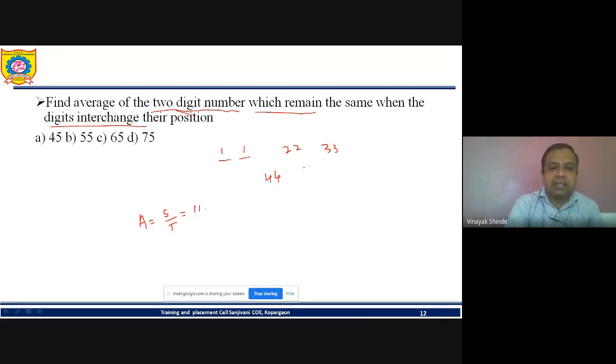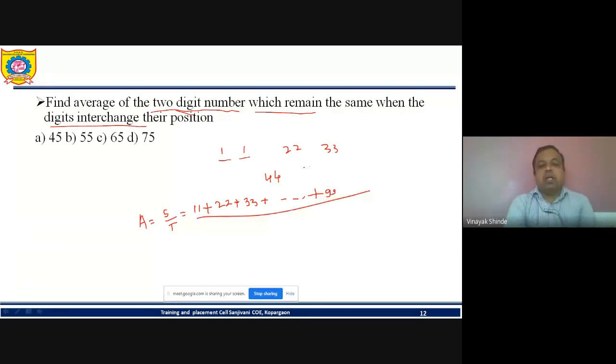So you need to add these numbers: 11 plus 22 plus 33 plus and so on up to 99, divided by how many numbers are there? 9. Okay, so if you perform the simplification over here, you'll get 55. Option B is the right answer. 55 is the right answer.